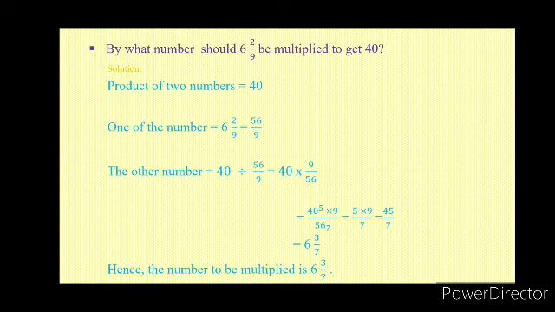So the other number will be 40 divided by 56 by 9. So change division into multiplication. So we get 40 into 9 by 56, which is the reciprocal of 56 by 9. So 40 into 9 divided by 56, cancelling in the 8 table we get 5 times and 7 times. So the remaining is 5 into 9 by 7, equal to 45 by 7. So converting into a mixed fraction we get 6 3 by 7. So the number that should be multiplied is 6 3 by 7.